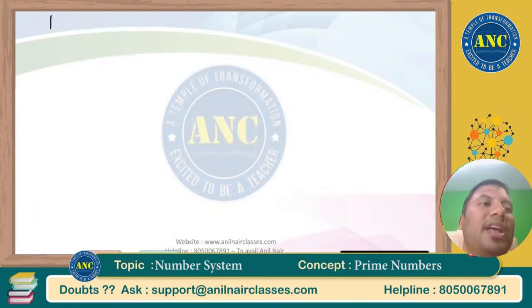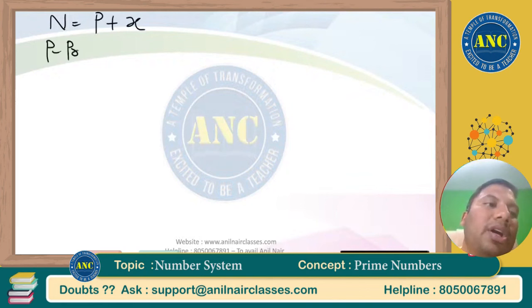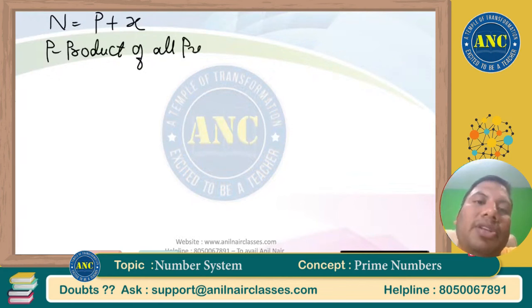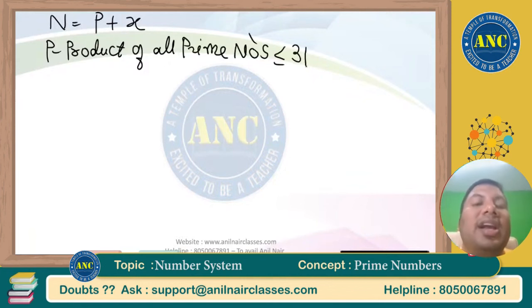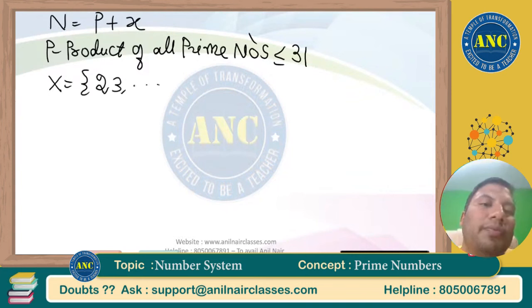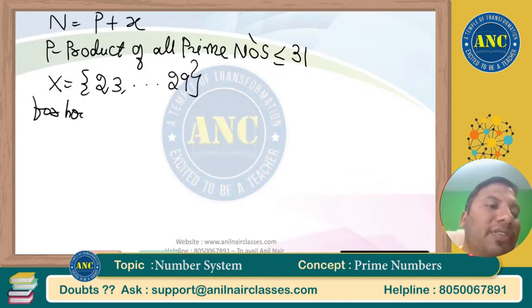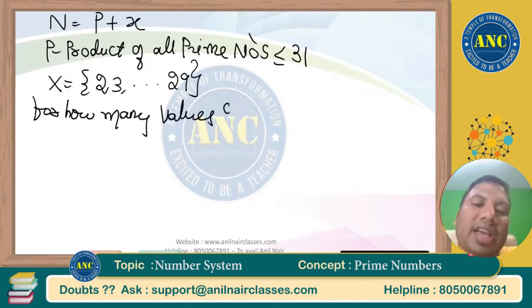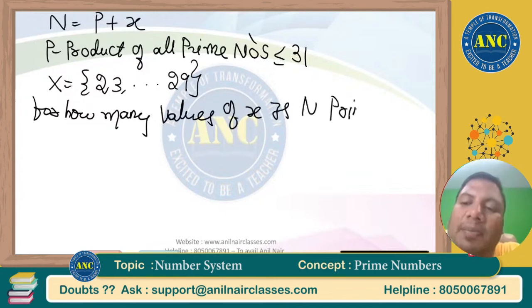Next one. N equals P plus X. P is the product of all prime numbers less than or equal to 31. X is a natural number from 2 to 29. For how many values of X is n a prime number?